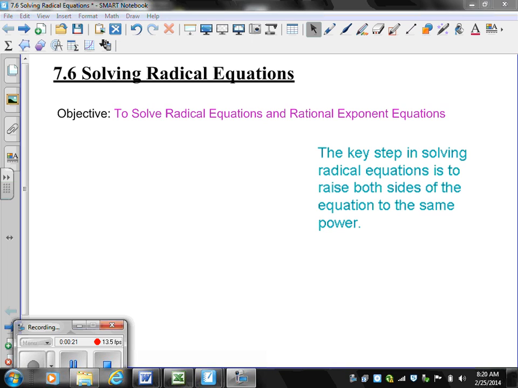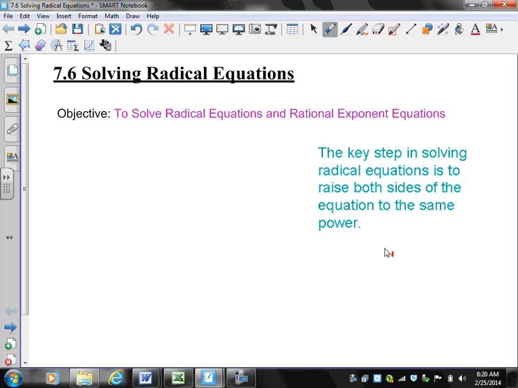I do want to start by stating what you already see on your page here. The key step when we solve these radical equations is we're going to raise both sides of the equation to the same power. So that's really the new thing for us. Everything else that we do is really the normal algebraic techniques of unwrapping, but we're going to be raising both sides to the same power. So that's going to be the new step for us there, guys.